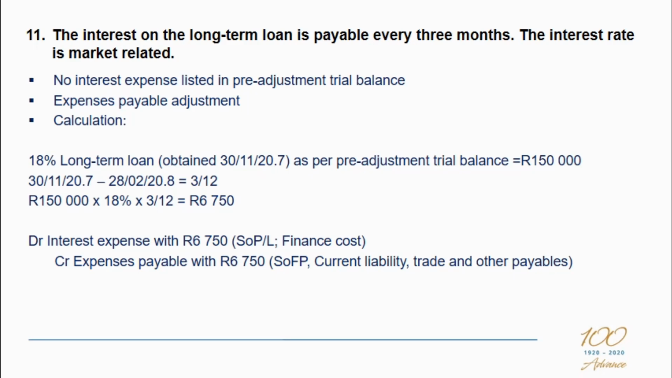Recognize the interest as an expense. It will affect your statement of profit or loss, and specifically the finance cost, and credit the expenses payable with 6,750 Rand. This will affect your statement of financial position, as you have the obligation to still pay this. Therefore, it's forming part of the current liabilities, and specifically trade and other payables.